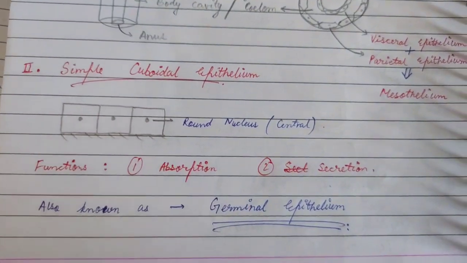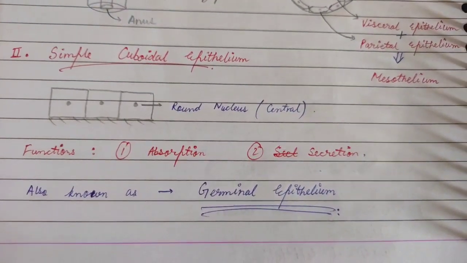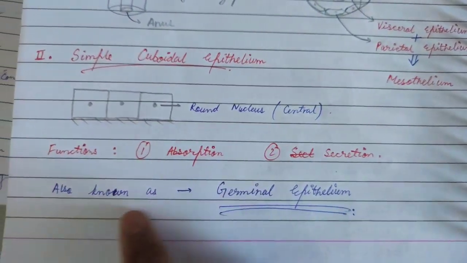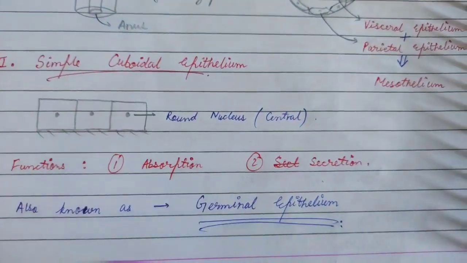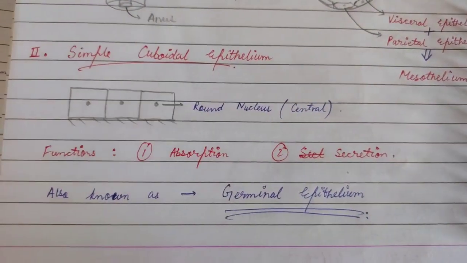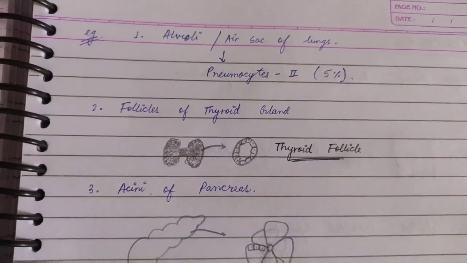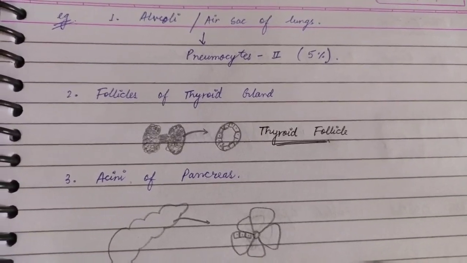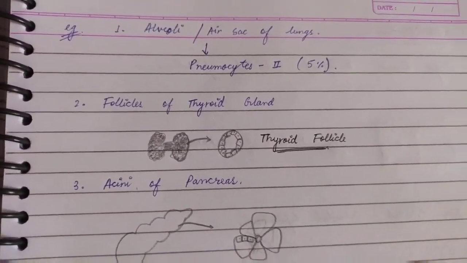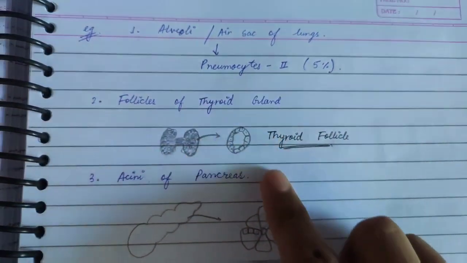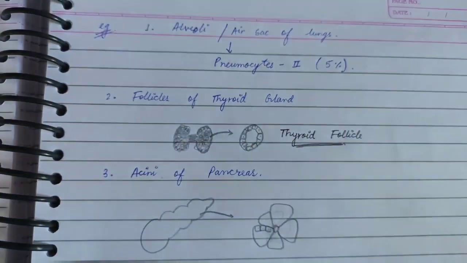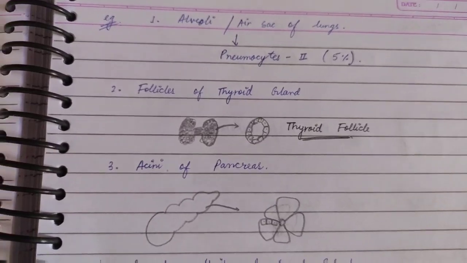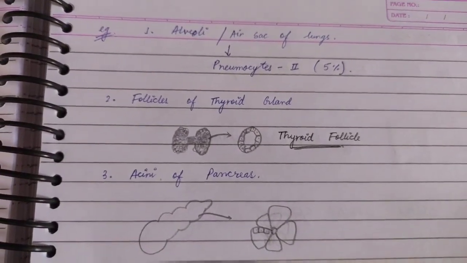Now next comes simple cuboidal epithelium. Its function is absorption and secretion. It is also known as germinal epithelium, because it gives birth. Let us see the examples. First one is alveoli, the air sacs of lungs, pneumocytes 2. There we discussed pneumocytes 1 and here it is pneumocytes 2. So simple squamous epithelium is present in 95% and simple cuboidal epithelium is present in 5%, or pneumocytes 2.